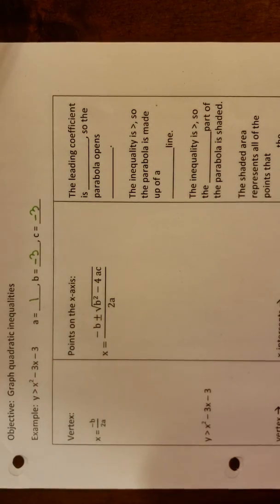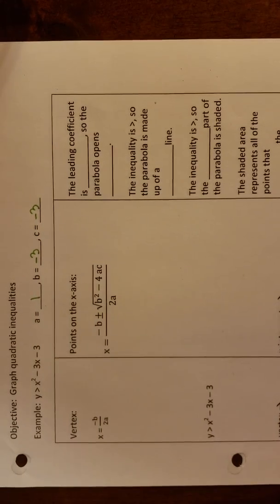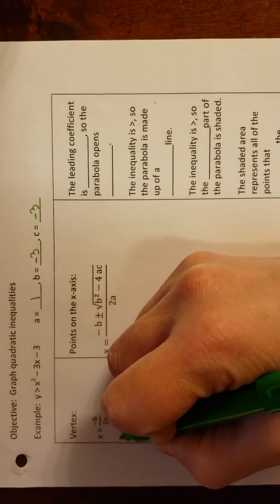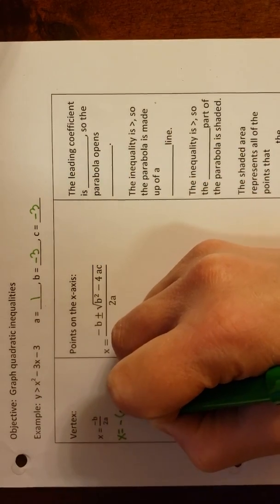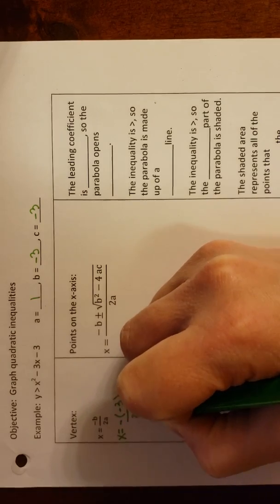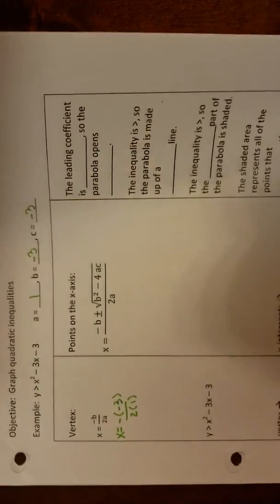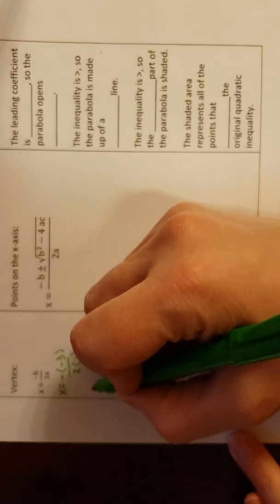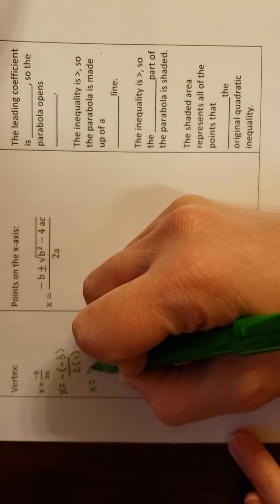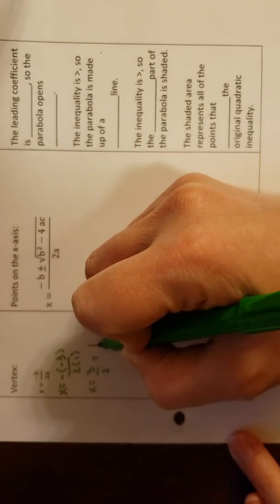Okie doke. Now, at this point, we have learned how to find the vertex. We have learned how to solve a quadratic equation. Previously, we have learned how to graph and shade an inequality. Now, we're going to do all of it together, and it's going to be so much fun. Okay, x equals -b, or -3 over 2 a's, or 2 1's. Okay, so x equals 3 over 2, or 1.5.